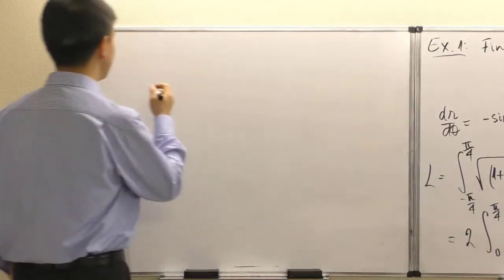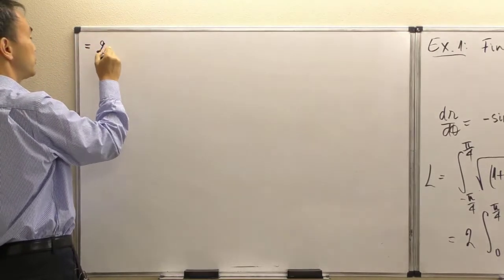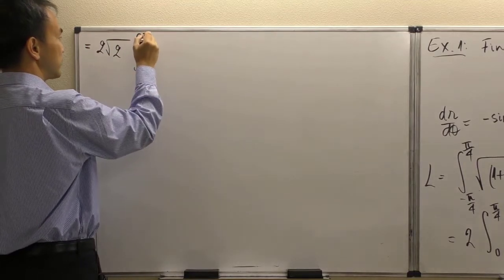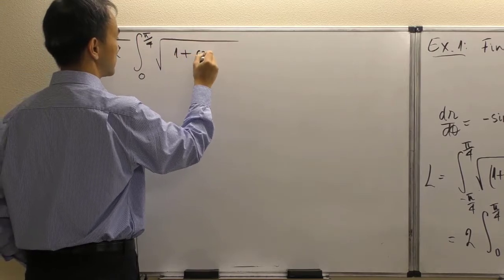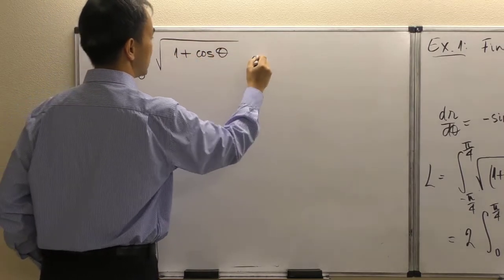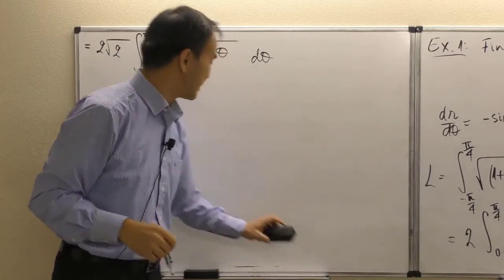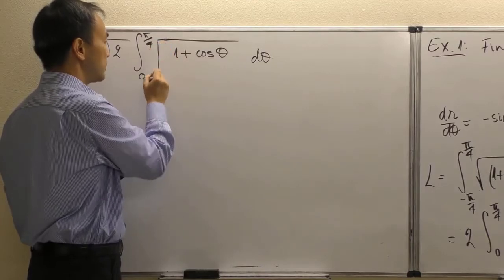All right, and so now, currently we are at 2 square root of 2 as an integral from 0 to pi over 4 of the square root of 1 plus cosine of theta d theta. But this time I'm purposely writing the square root expression a little large so that I can do the following. So now inside the square root, I can do the following.